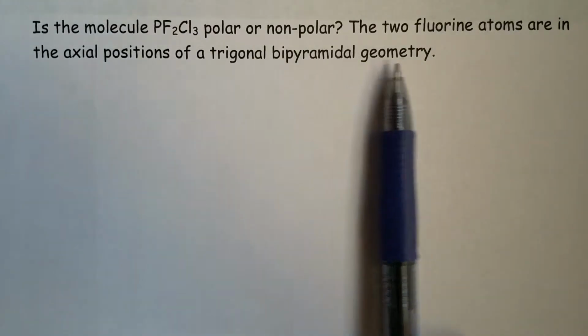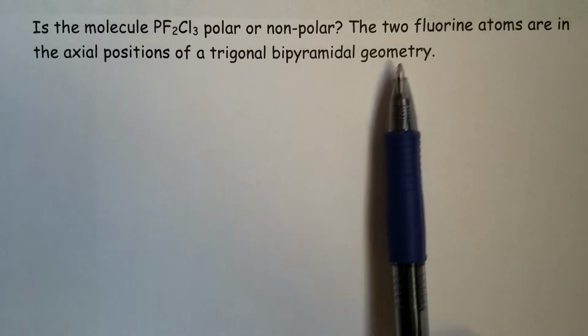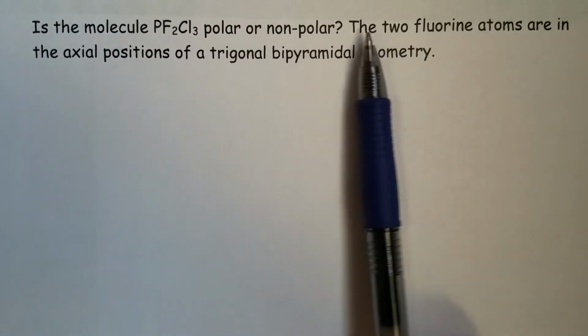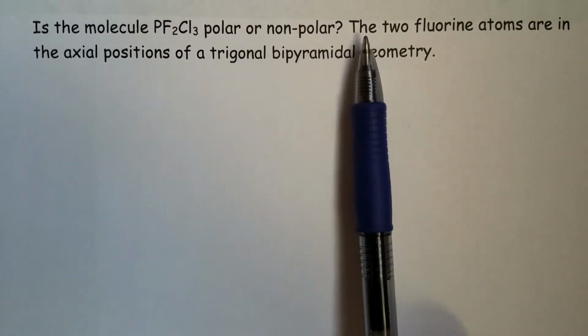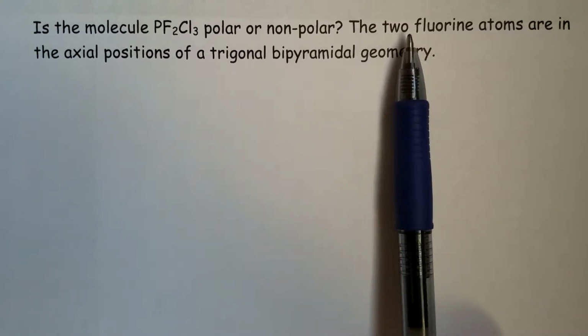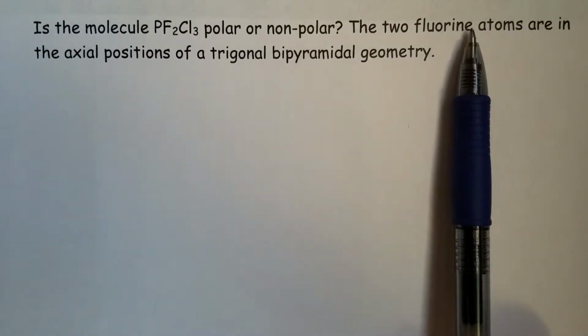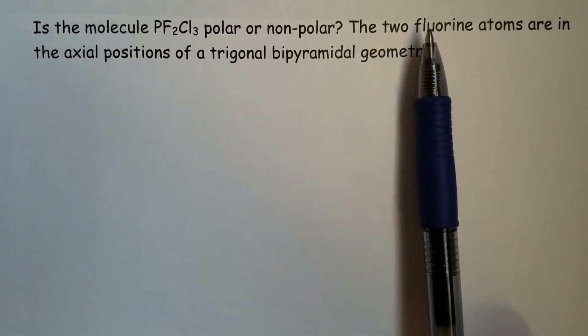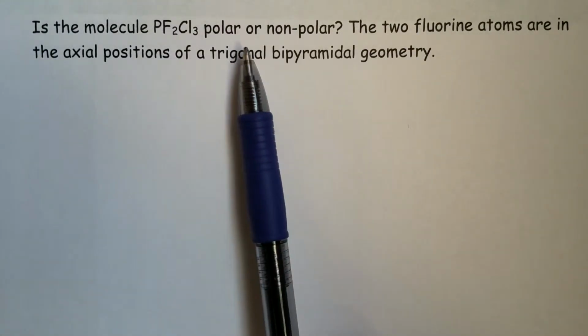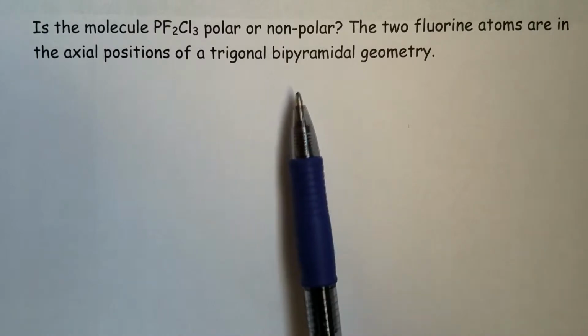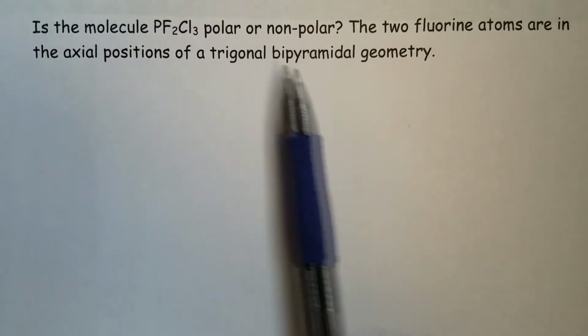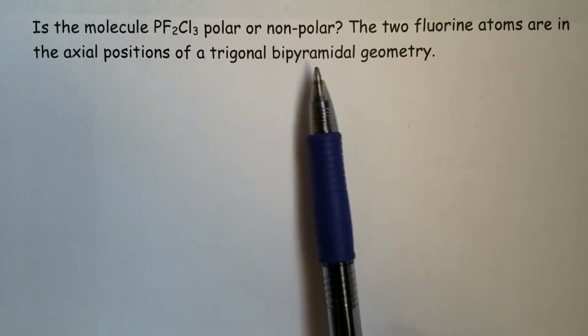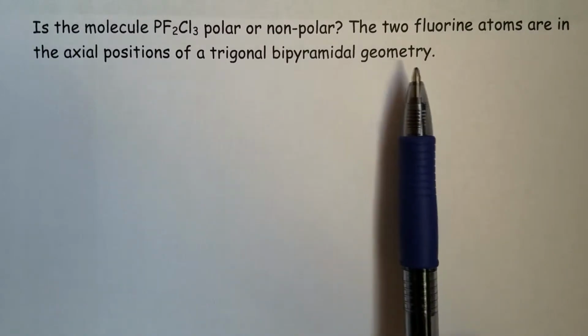Since the molecular geometry is already given, and we are also told the exact position of the two fluorine atoms in the text here, we don't need to figure out the valence electrons and so on to draw the Lewis structure. So now we can just directly draw the trigonal bipyramidal geometry, okay?